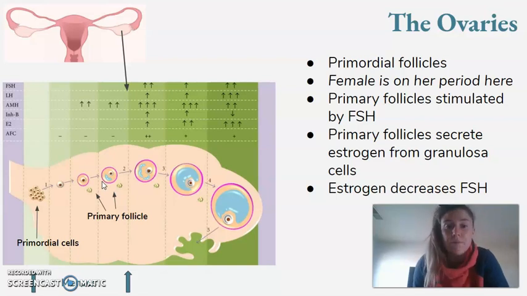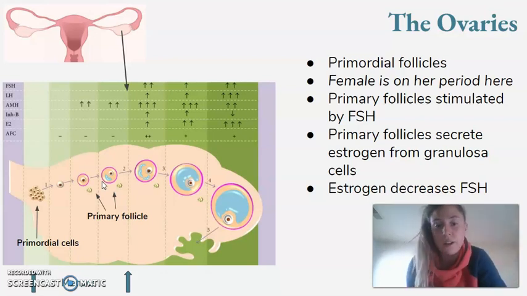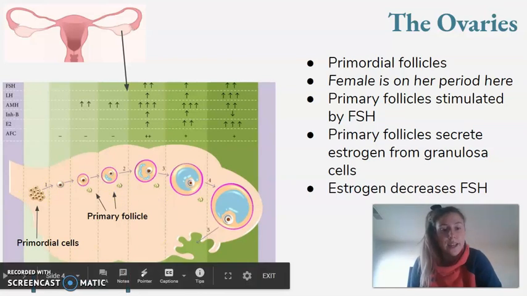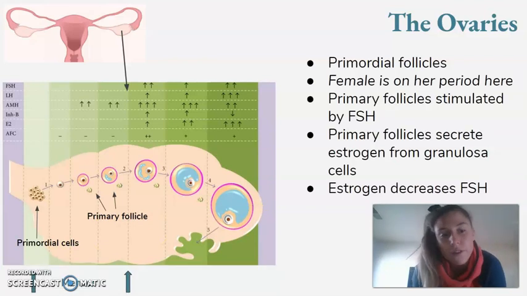Now, this makes sense. If estrogen is being produced from the follicles, then the follicle stimulating hormones are doing their job and no longer need to work as hard. So therefore, estrogen has a negative feedback loop with FSH. And this portion of the follicular phase where the uterine lining is shedding is again called the menses.